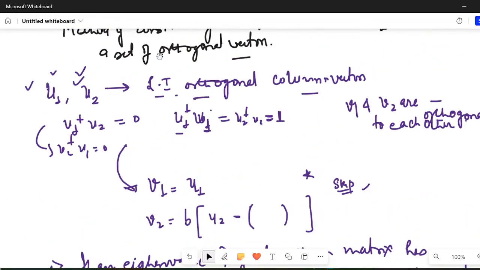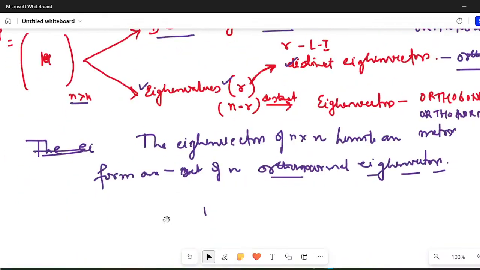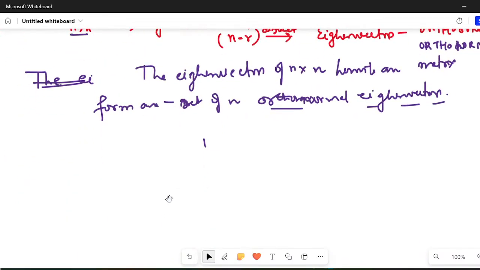So Gram-Schmidt orthogonalization is an algorithm by which, if I know two linearly independent column vectors, I can create a set of orthogonal column vectors using some scheme. And this scheme I just skipped somewhere, so I'll help you out here. But overall, please remember this. Okay.